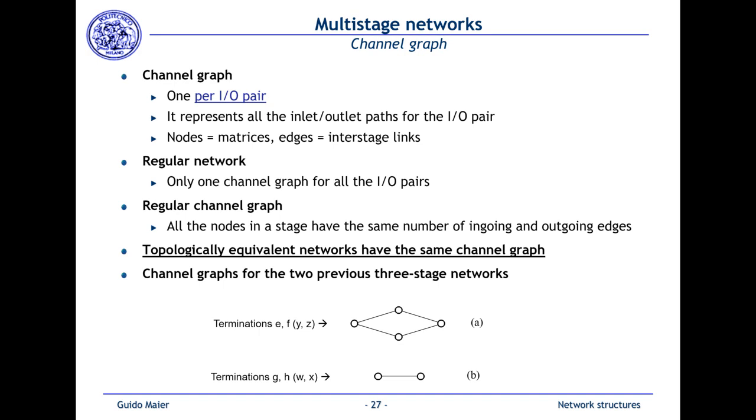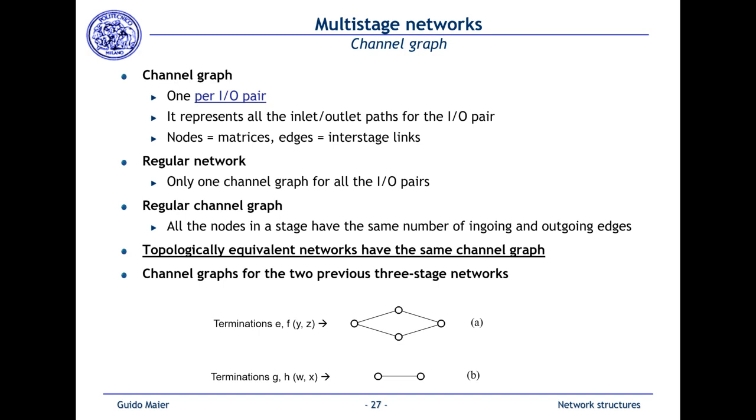So the channel graph corresponding to the pair AE is this one. Because here you have this matrix, then these two other matrices are in alternative, and then the last one. The same is if we take outlet F and any of the inlets, and also outlet E and any other of the inlets, so B, C, and D.